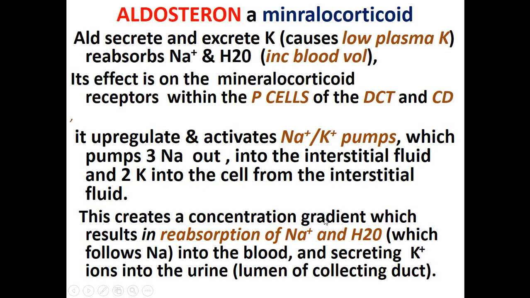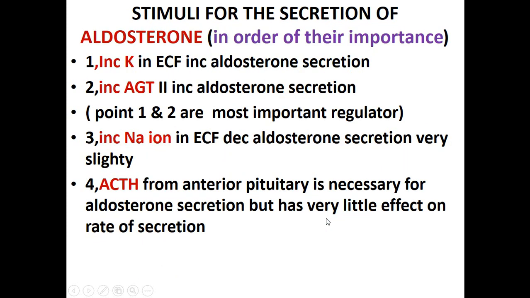Now, in the next slide, we will see what the different stimuli are for the production of aldosterone, in order of their importance. One of the most important stimuli for the production of aldosterone is an increase in the potassium level, an increase in the potassium of the extracellular fluid. So this is the main stimulus for the production of aldosterone.